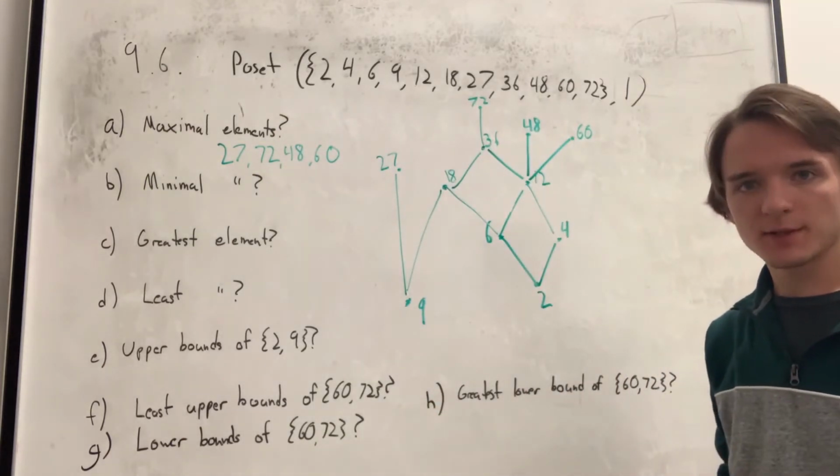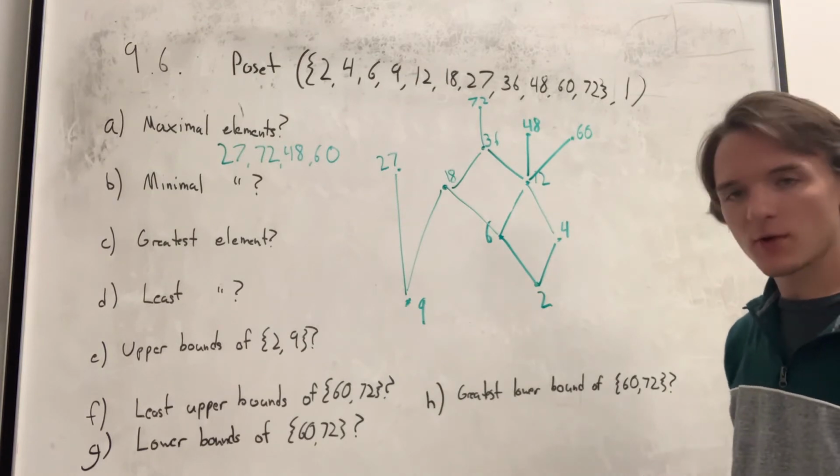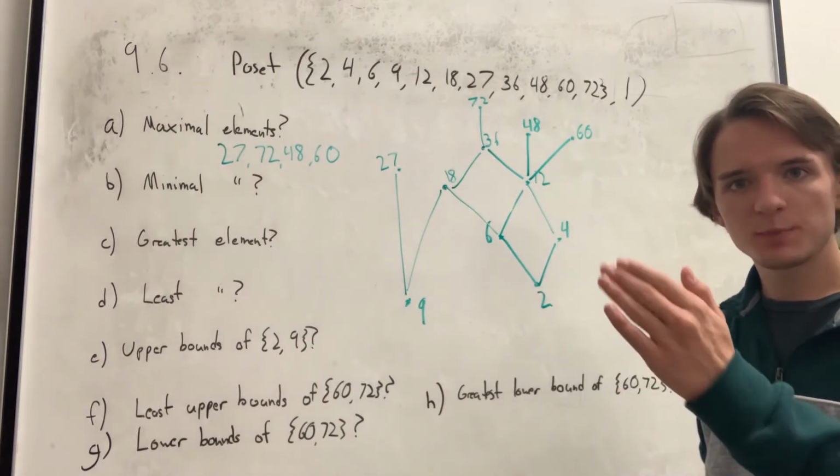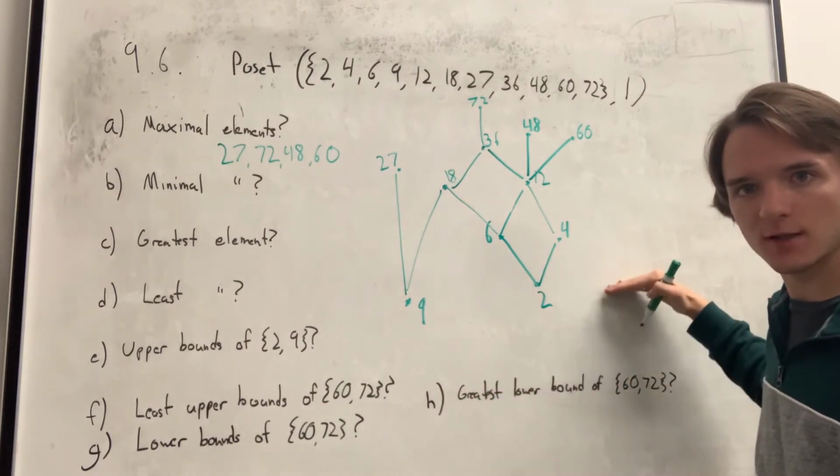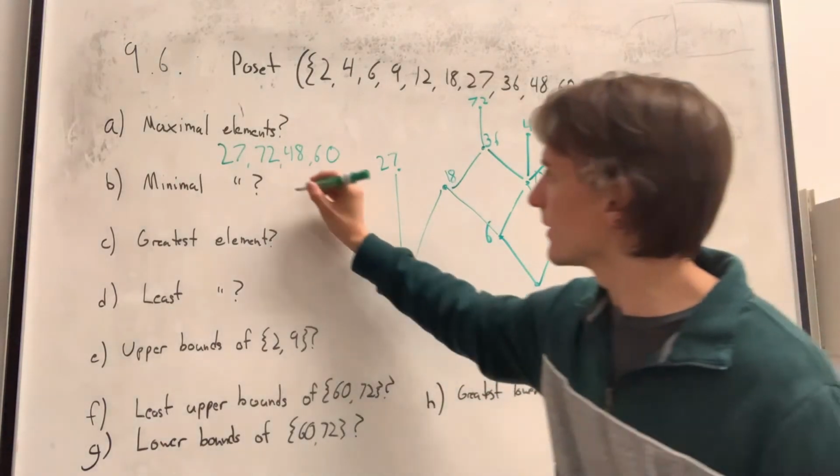What are the minimal elements? Well, these are elements that don't have any relationships below them. That would only be 9 and 2 on the very first level of our hash diagram.